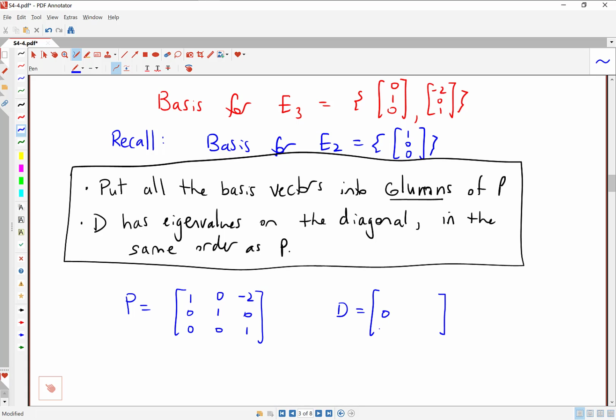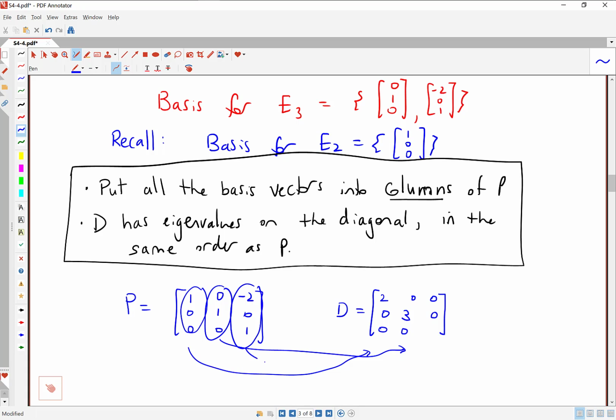So D is going to be diagonal, meaning all the off-diagonal entries are going to be 0. And the only question is what is on the diagonal. It's going to be your eigenvalues, which we know are 2 and 3, and they're just going in the same order as the columns of P. So (1, 0, 0) was an eigenvector corresponding to 2. So 2 is the first entry. (0, 1, 0) corresponds to the eigenvalue 3. So that's the next diagonal entry. And then (-2, 0, 1) corresponds to, again, eigenvalue 3. So that's your third entry.